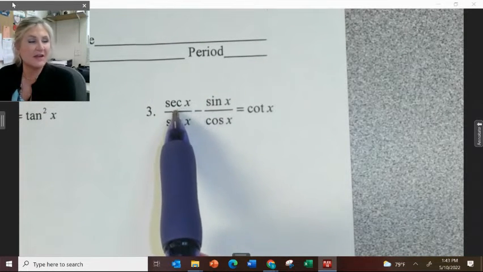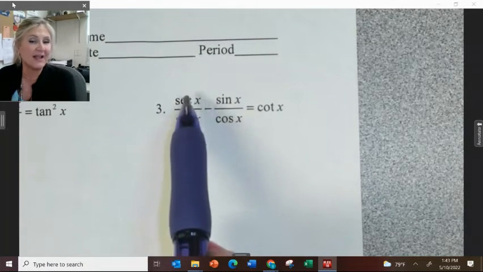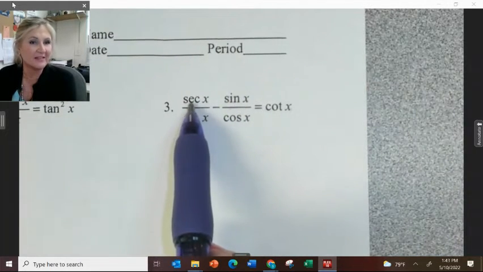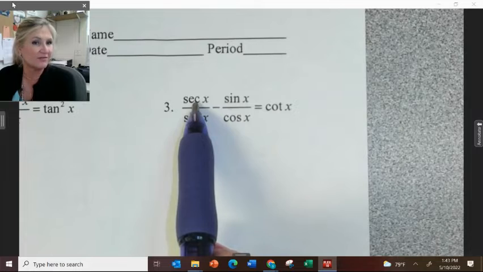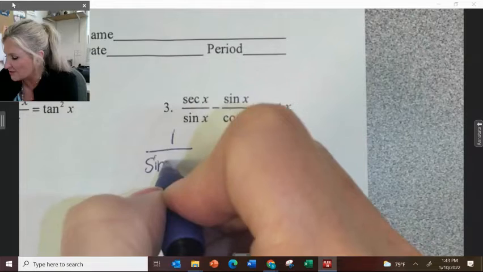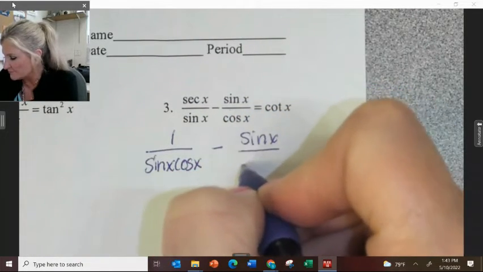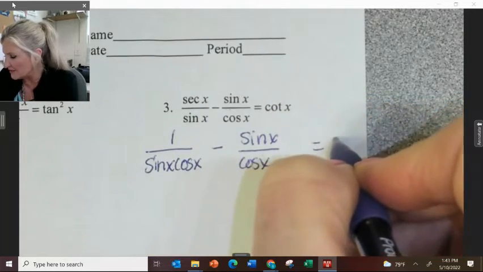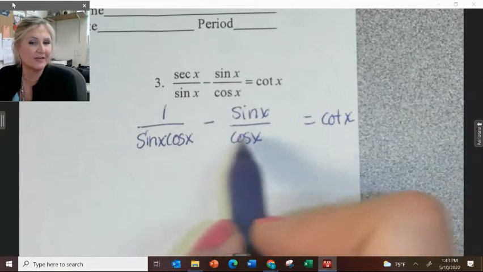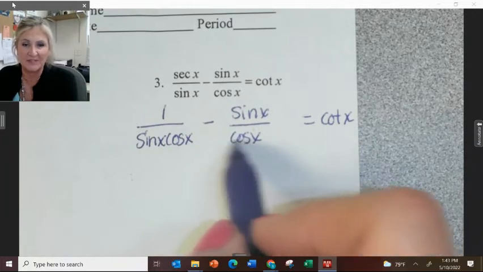Okay, guys. Number 3, let me show you. Did anyone figure out what the trick was on this? First of all, when I have secant, sine, sine, cosine, I want to get rid of the secant and make it a cosine. If I'm going to make that secant a cosine, where is it going to have to go? Into the denominator. So this is really going to be 1 over sine x cosine x. Always want to do that first. I'm trying to get that to equal cotangent. What do I do now? Look at these two fractions. What am I going to do? Common denominator. I can't subtract until I have a common denominator.